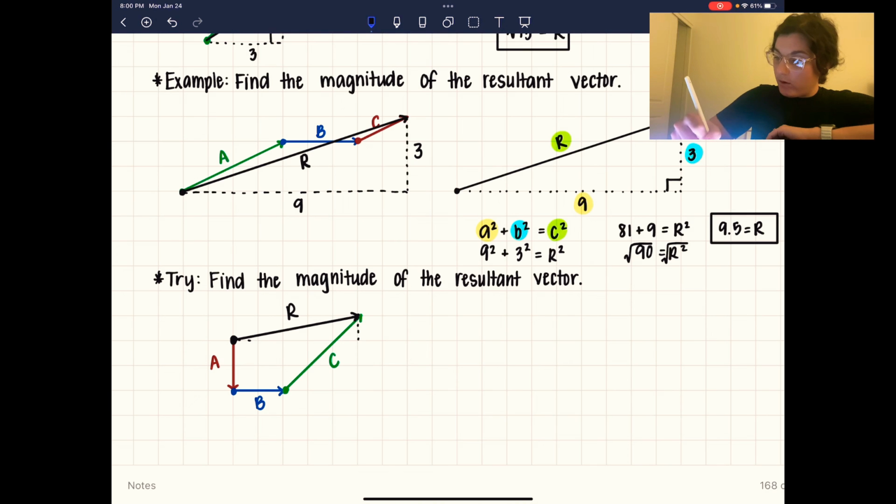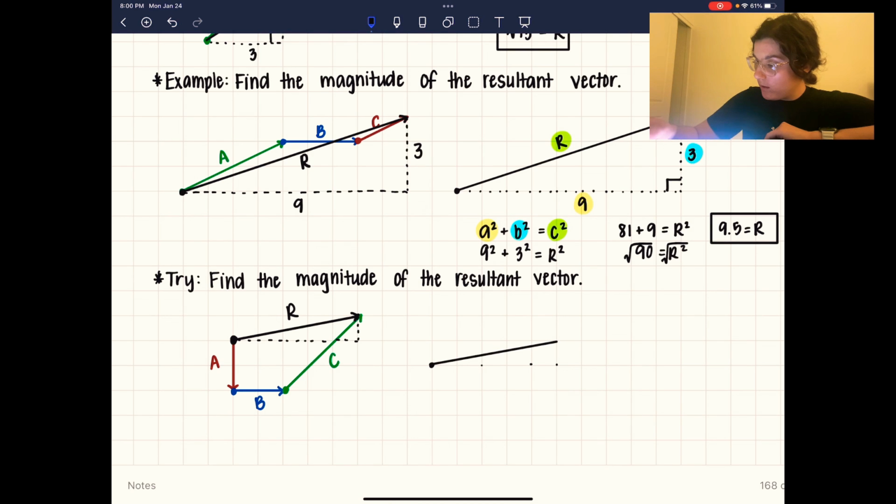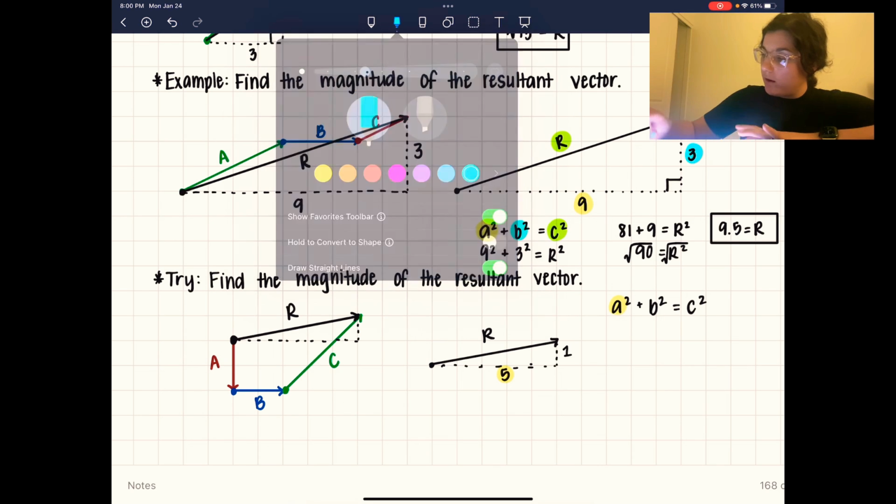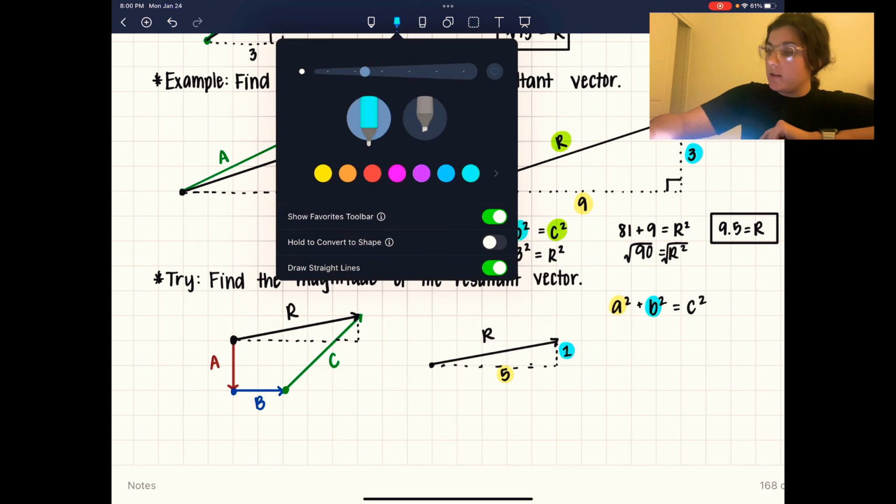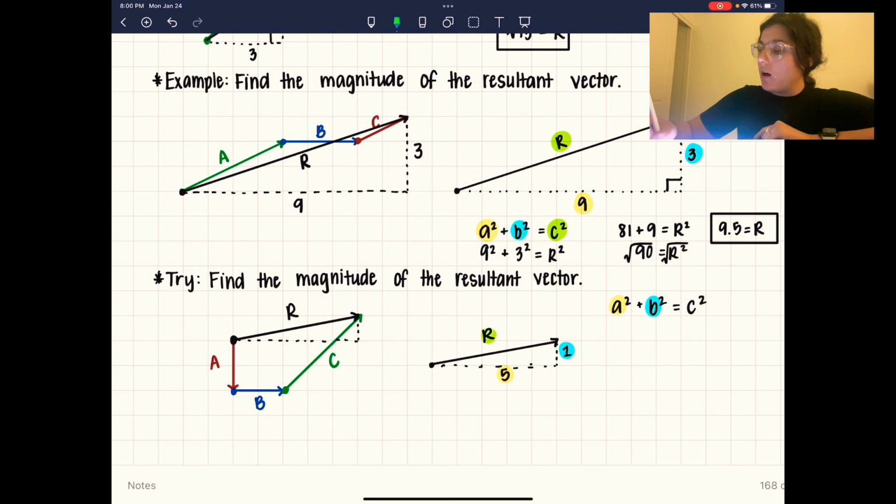It's up 1 and over 1, 2, 3, 4, 5. So when I redraw this, I'm going to go over 5, up 1. Perfect. So 5 over, up 1. So when I plug into my Pythagorean theorem, let's plug in 5 for A, and then let's plug in 1 for B, and then C is just going to be the magnitude of my vector.